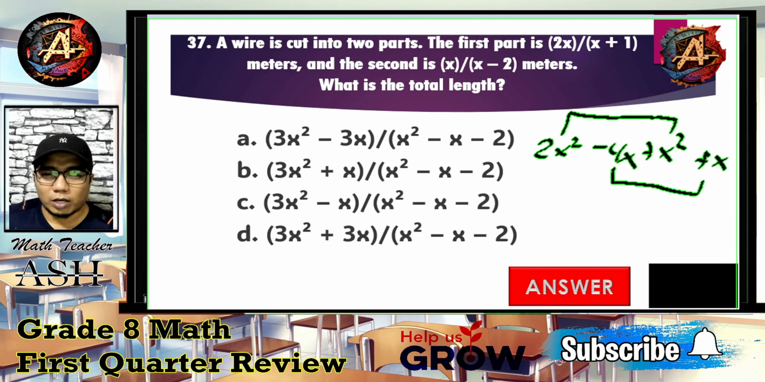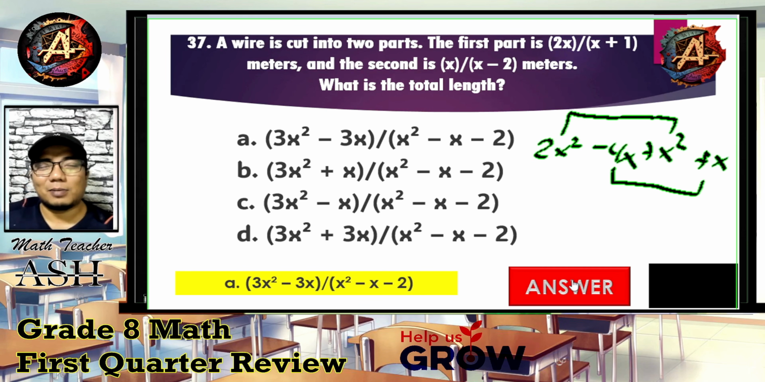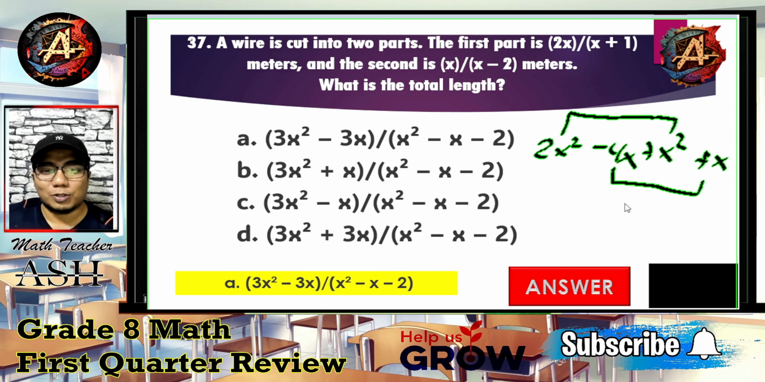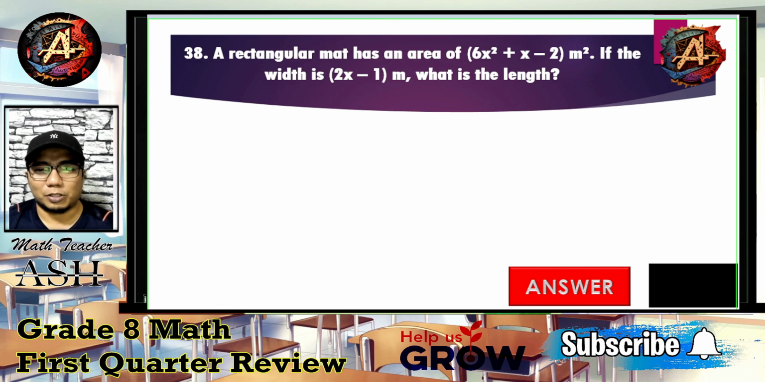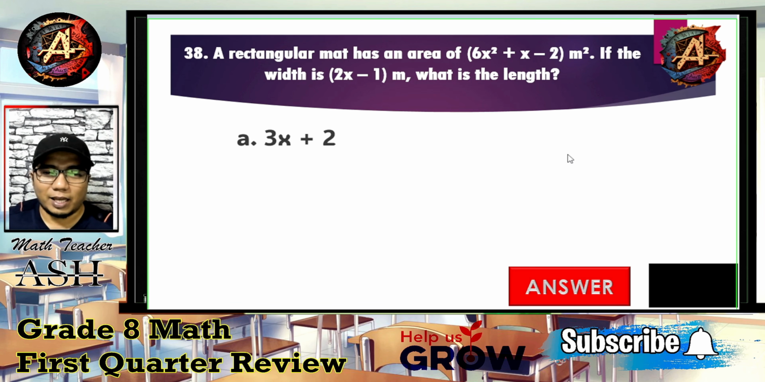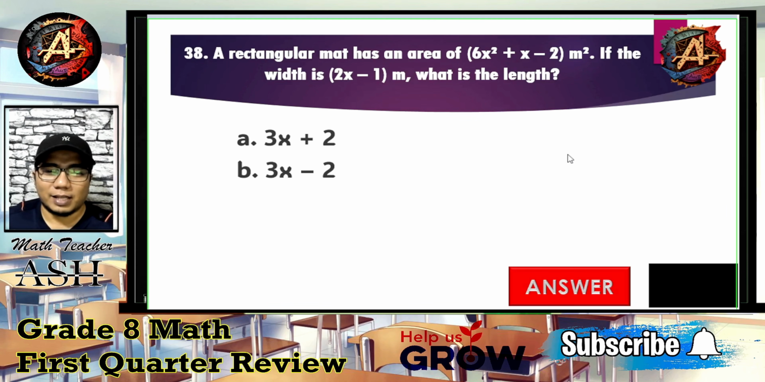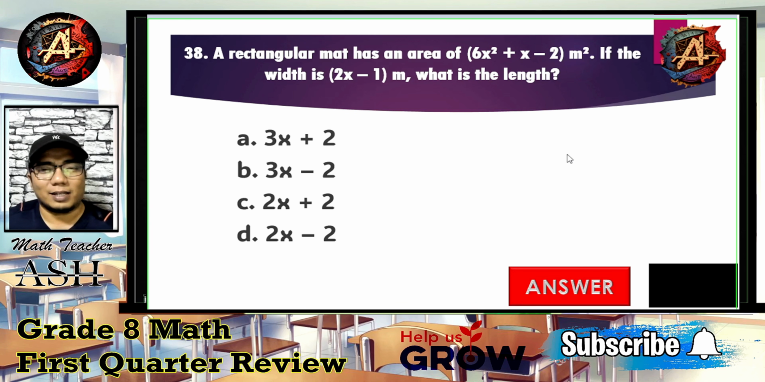Let's check whether we are correct, my dear math learners. Alright, we are correct, my dear math learners. So now let us go to question number 38. A rectangular mat has an area of 6x squared plus x minus 2 square meters. If the width is 2x minus 1 meter, what is the length? Is it A, 3x plus 2, B, 3x minus 2, C, 2x plus 2, or D, 2x minus 2? I'll give you 5 seconds to think about your answer.